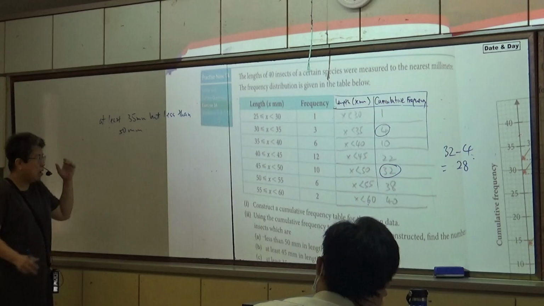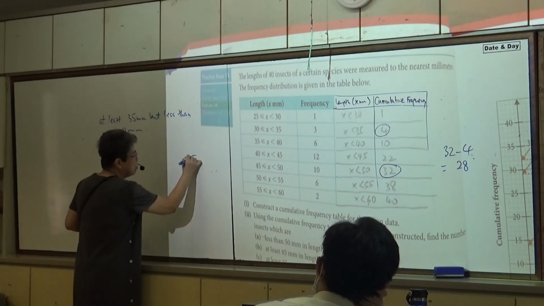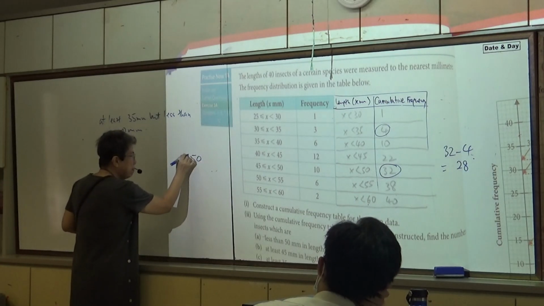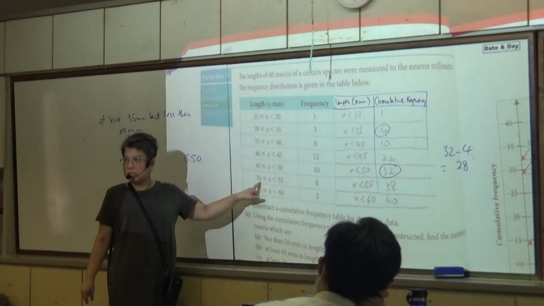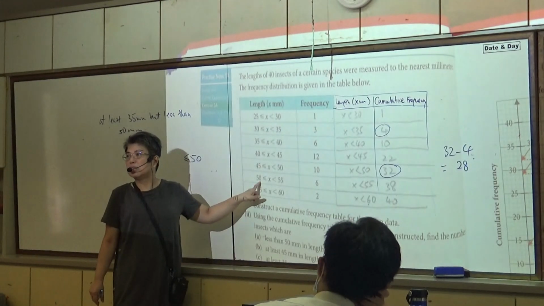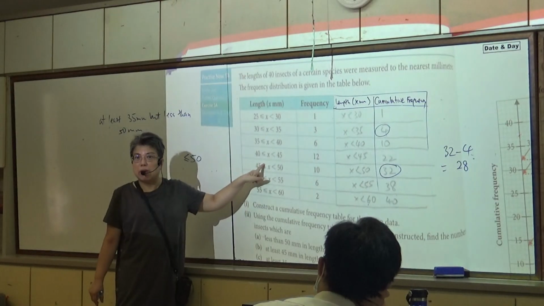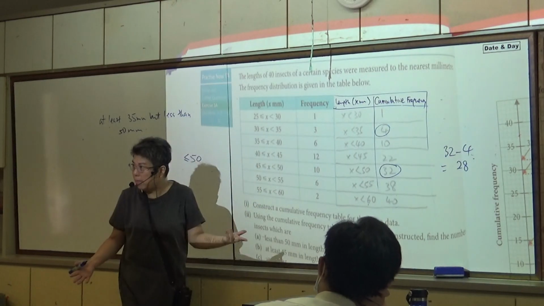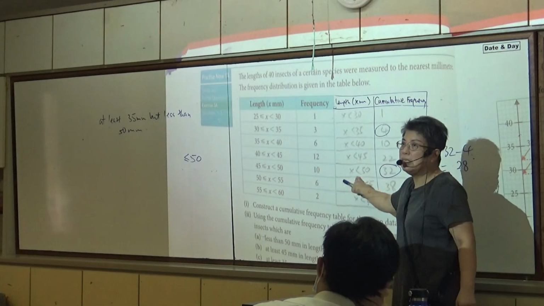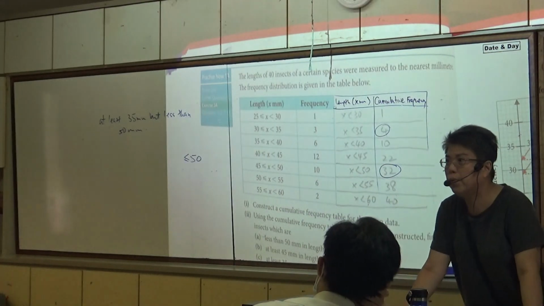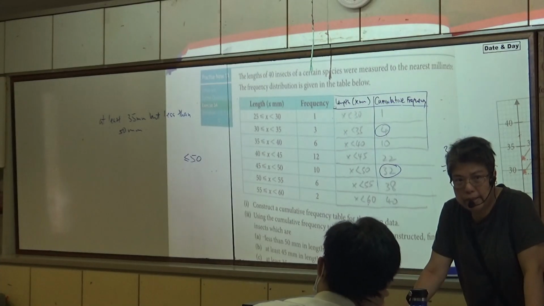How come we cannot state the number of insects which is 50 mm or less? Can you see, does 50 mm belong to this class? Less than 50 belongs to which class? The previous one, right? Oh, so we cannot state. Or you can look here. This is what? Less than 50. Does it include 50? No. So we cannot state. Everybody clear now?